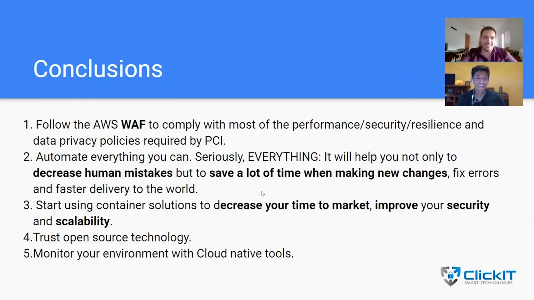Yeah, that's right. Okay, guys, so we have reached the end of the podcast or the videocast, however you want to call it. So our conclusions would be, when you try to create a fintech infrastructure, to follow the well-architected framework provided by AWS. This checklist will help you very much to comply with the performance, backup, resiliency, data privacy and security required by PCI, and a lot of things that your application should be doing.